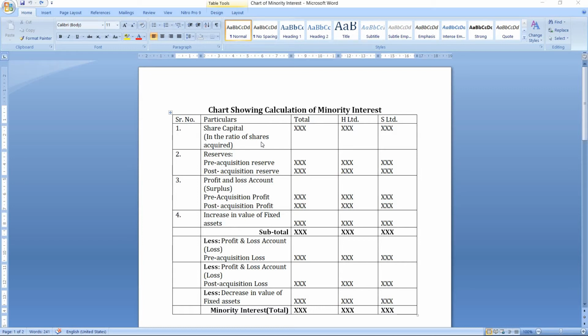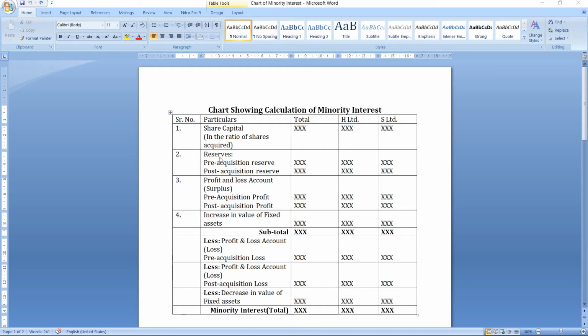So 60 is to 40, the ratio will be 3 is to 2. So this is how you are going to first calculate the ratio of shares acquired. Now in this example which I explained, the ratio is 3 is to 2. So this is the first step that you have to do. First you have to calculate the ratio of the holding company and minority shareholders.